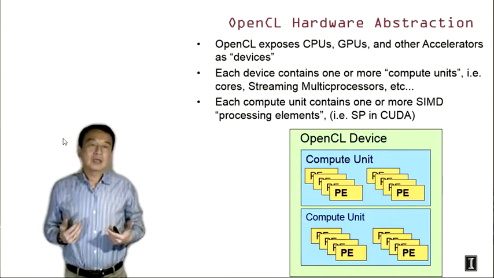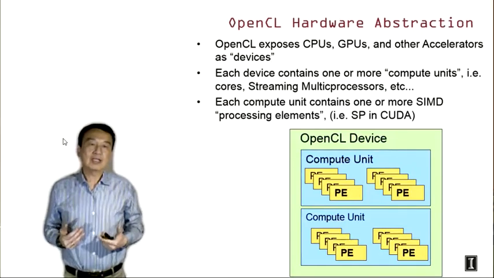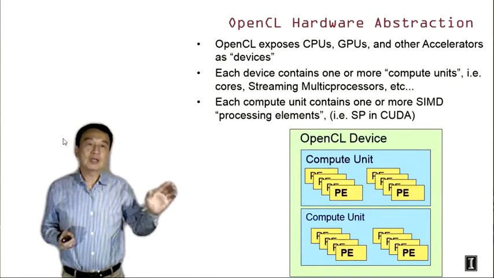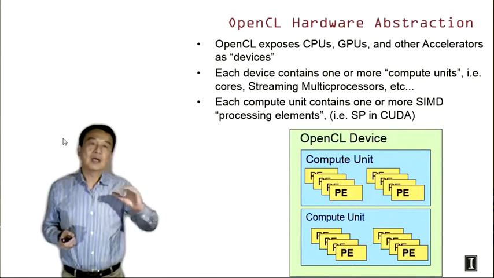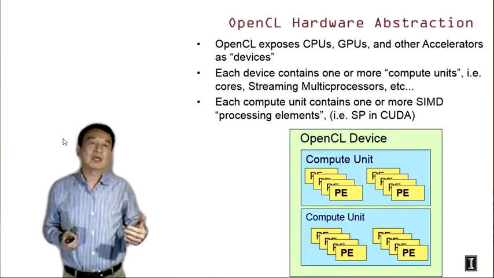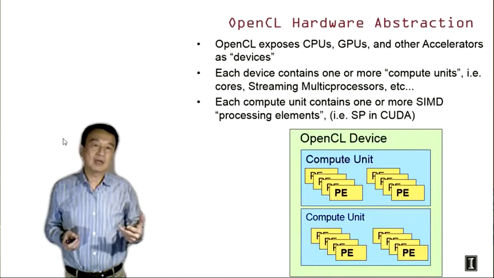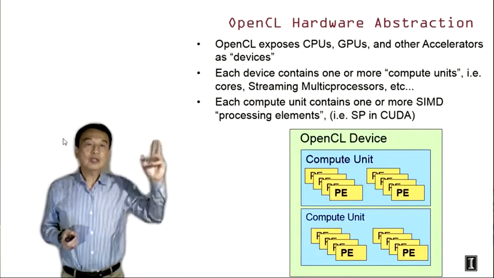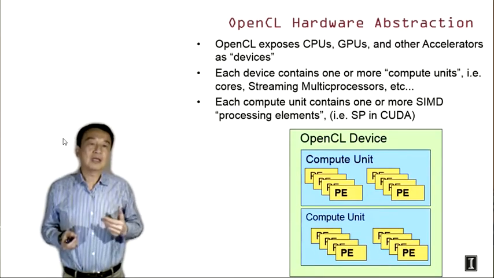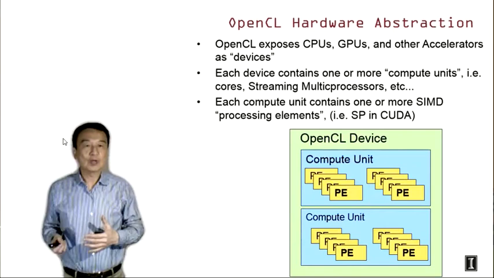So this picture shows the highest level of the hardware abstraction in OpenCL. OpenCL exposes CPUs, GPUs, and other accelerators as devices, which is exactly the same way that CUDA uses for GPUs. But here, OpenCL actually covers other types of computing devices, such as CPUs and FPGAs and so on. And each device contains one or more compute units. And these compute units in the CPU situation will be cores.